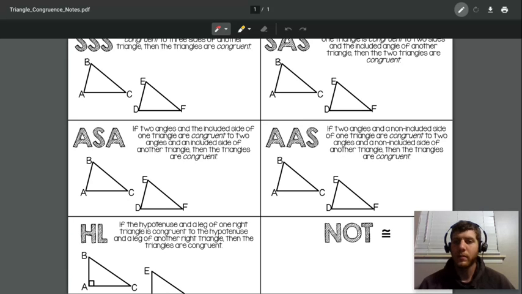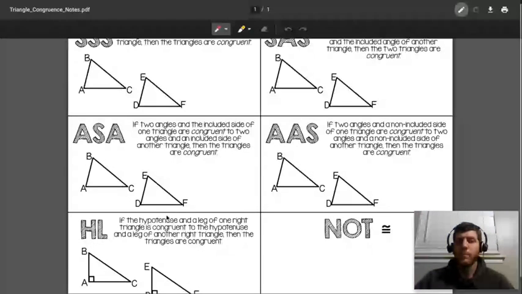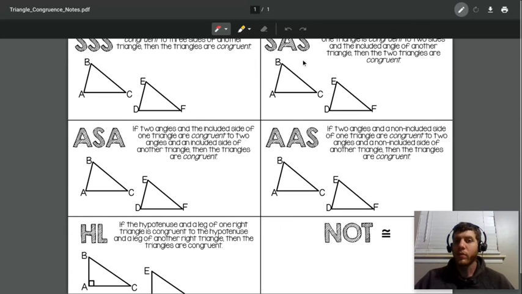We have a set of shortcuts here, 5 different shortcuts that will be sufficient enough to say that the triangles are congruent. So in 4.3, the ones we're going to talk about are side, angle, side, and side, side, side. In 4.4, we talk about angle, angle, side, and angle, side, angle. And then in 4.5, we talk about HL, which stands for hypotenuse leg. But for us, we're going to be doing side, angle, side first.